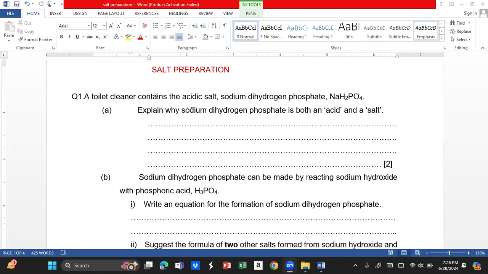So in this question, a toilet cleaner contains the acidic salt sodium dihydrogen phosphate, NaH2PO4. Explain why sodium dihydrogen phosphate is both an acid and a salt.